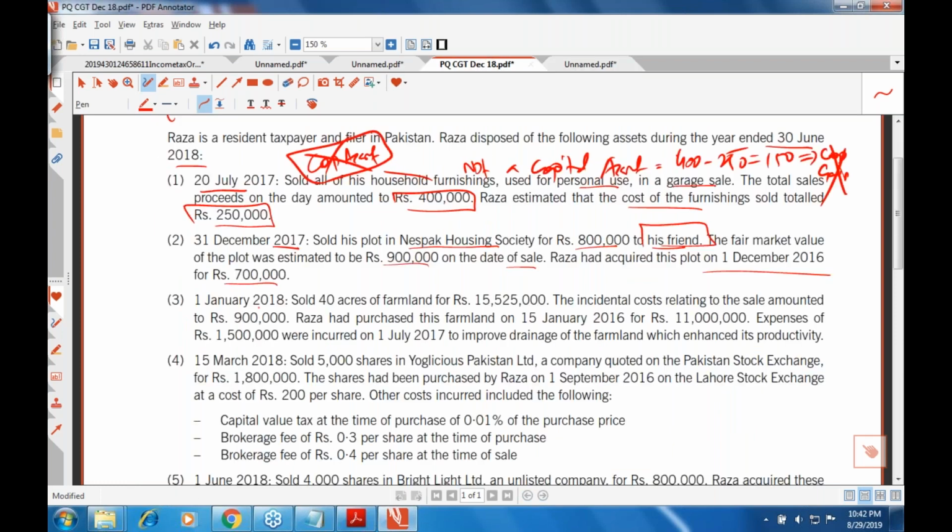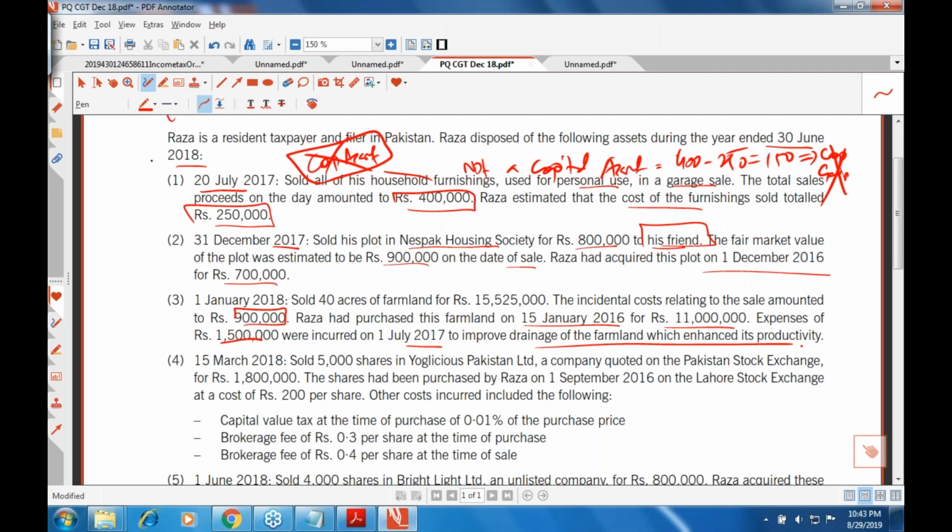Similarly, on 1st January 18, he sold 40 acres of farmland for 15.525 million. Now what next is there? It says the incidental cost relating to the sale amounted to 900,000. He had purchased this farmland for rupees 11 million. Expenses of 1.5 million were incurred on this to improve drainage of the farmland to enhance its productivity.